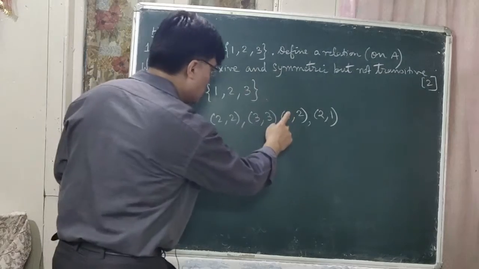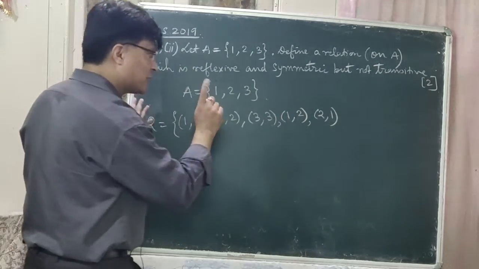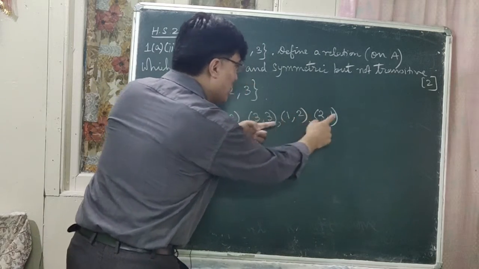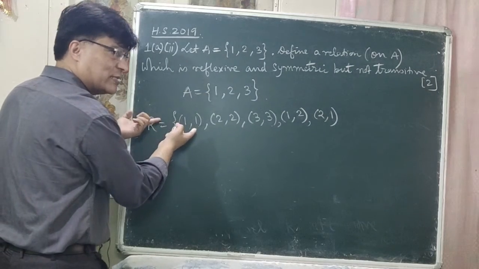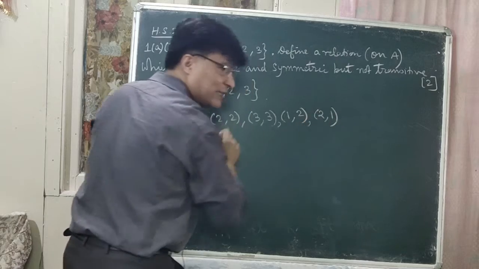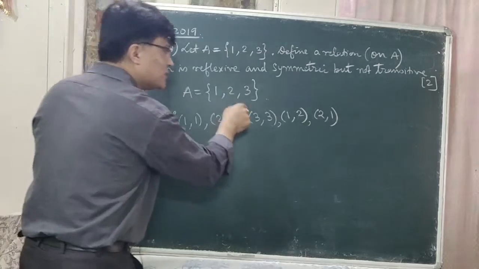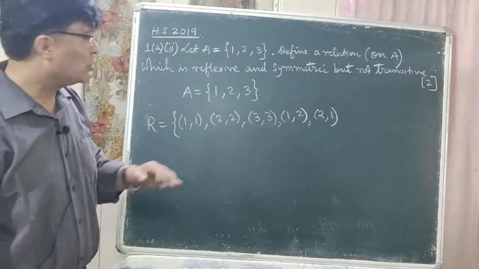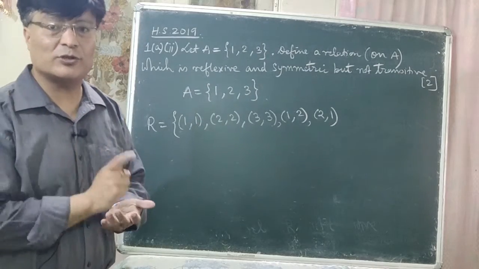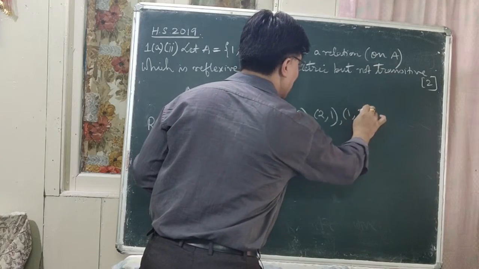(3,3) is there, (3, something) is not there, no need of checking it. It is transitive. (1,2) is there, (2,1) is there, (1,1) is there, so it is transitive. Also (2,1) is there, (1,2) is there, so (2,2) is also here, so it is transitive. It should not be transitive. So this is reflexive, symmetric, and transitive too, but it should not be transitive. Okay, so let us put (1,3) now.